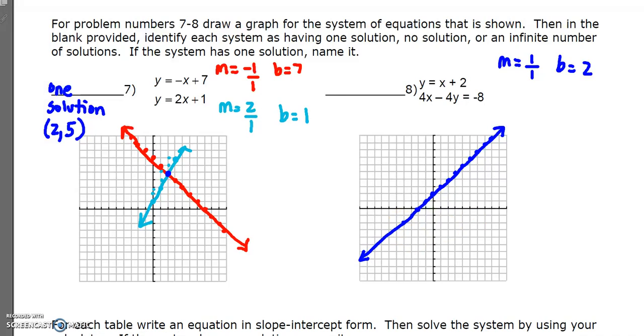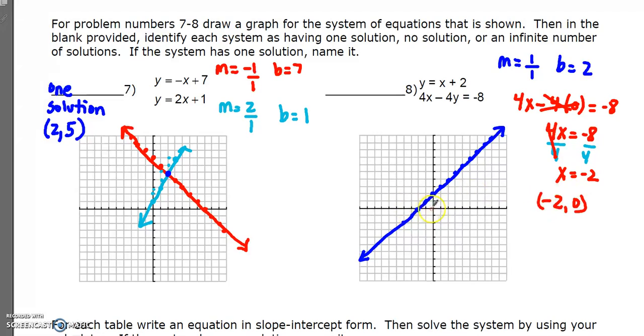And for the next one, it looks like it is in standard form. So we can find our x and y intercepts. So if I look for my x-intercept, my y value is always 0. So basically this is gone and it leaves me 4x equals -8. And to solve for the x, I just simply divide by 4. So x would equal -2. So my x-intercept will be (-2, 0). So I'll plot that point, (-2, 0) is right here.